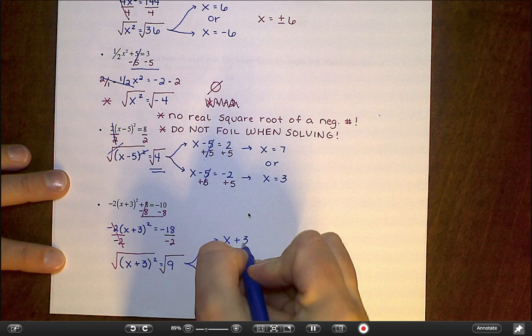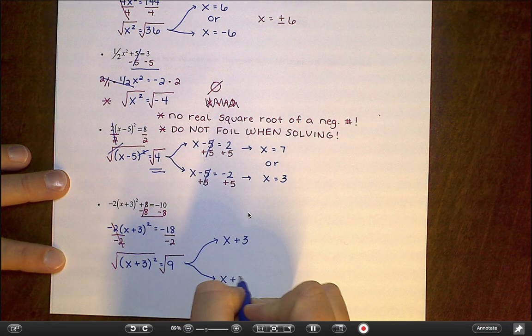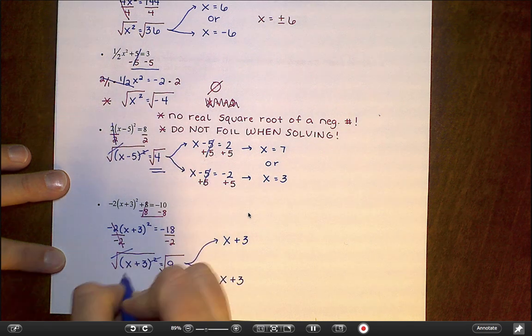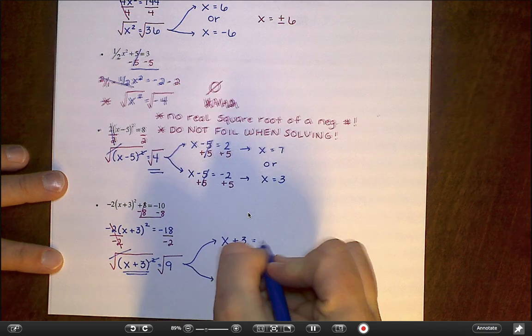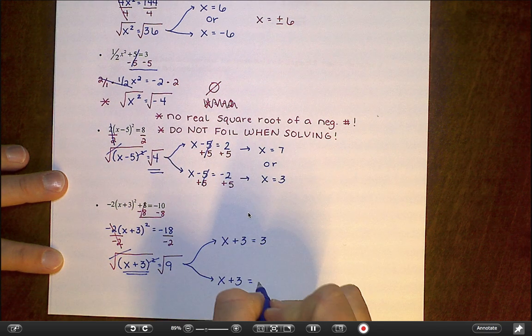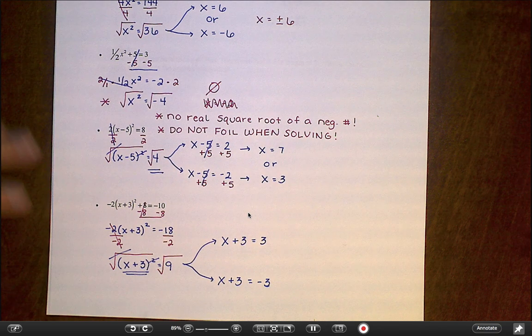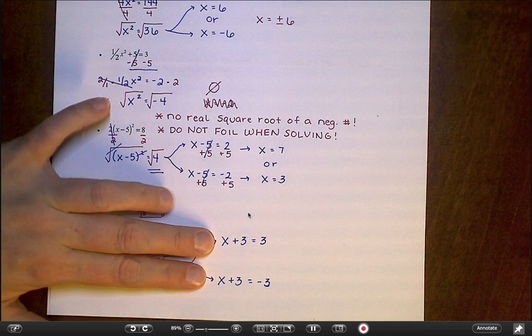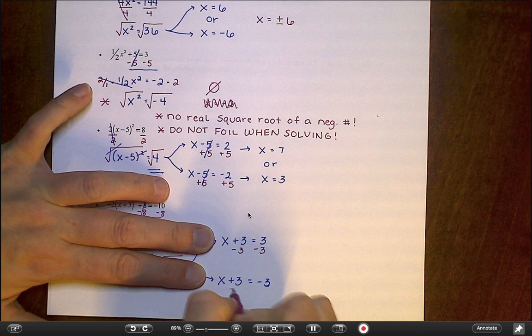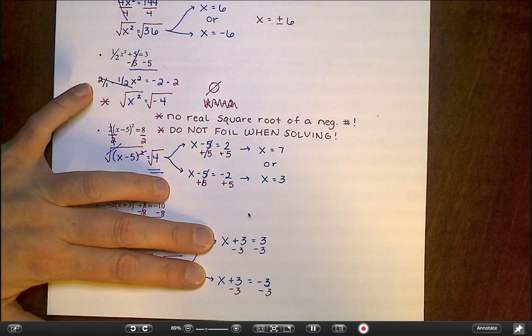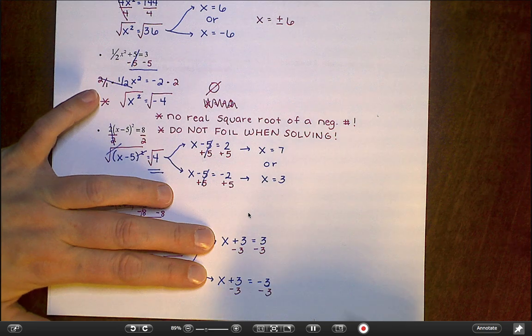I'm going to be left with x plus 3 on the left, no matter what. Okay, that's what's going to be left here, is the x plus 3. And then square root of 9 could be 3, or square root of 9 could be negative 3. So now I'm going to solve each one of these. Subtract 3, subtract 3. Do the same thing down here. I'm just doing that so I don't have to keep switching colors here.